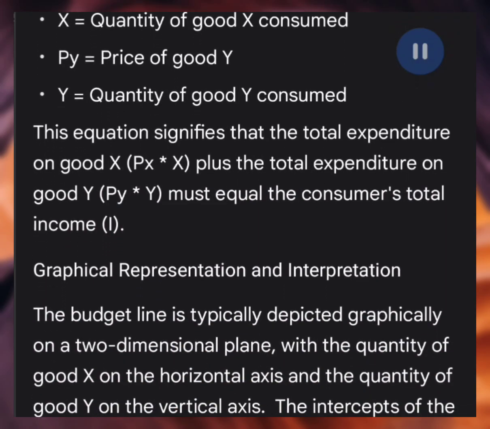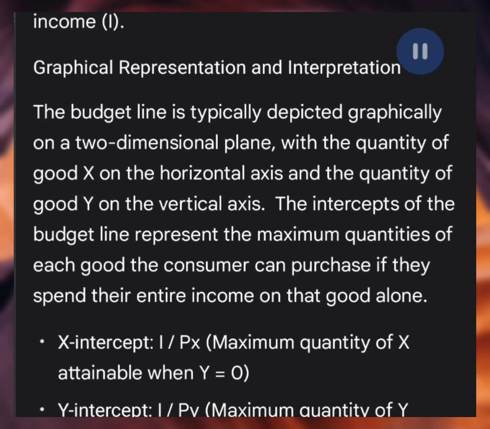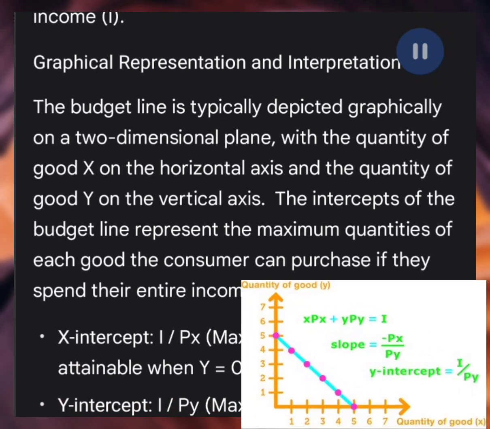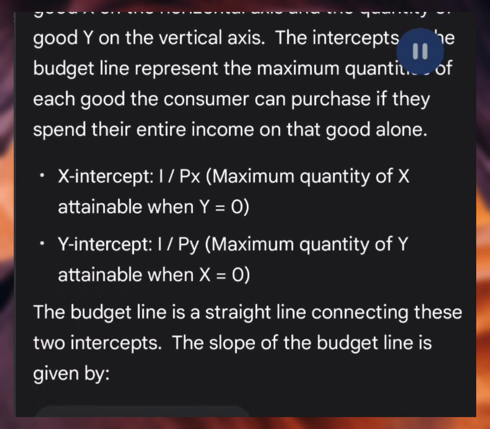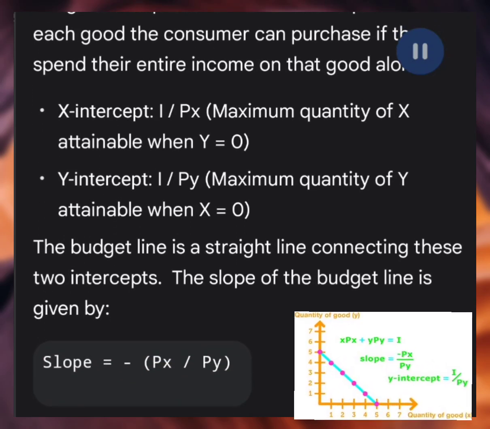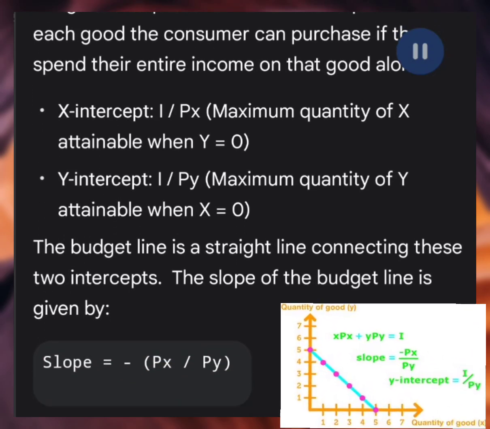Graphical representation and interpretation. The budget line is typically depicted graphically on a two-dimensional plane, with the quantity of good X on the horizontal axis and the quantity of good Y on the vertical axis. The intercepts of the budget line represent the maximum quantities of each good the consumer can purchase if they spend their entire income on that good alone. X-intercept, I by Px, maximum quantity of X attainable when Y equals 0. Y-intercept, I by Py, maximum quantity of Y attainable when X equals 0. The budget line is a straight line connecting these two intercepts.